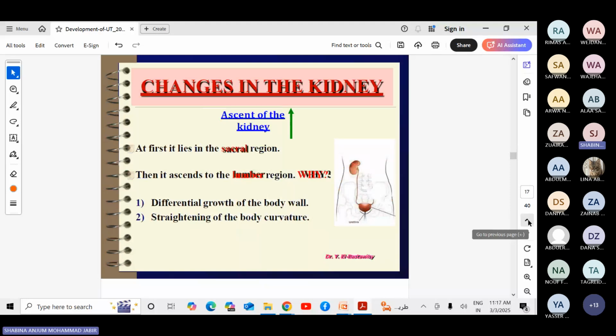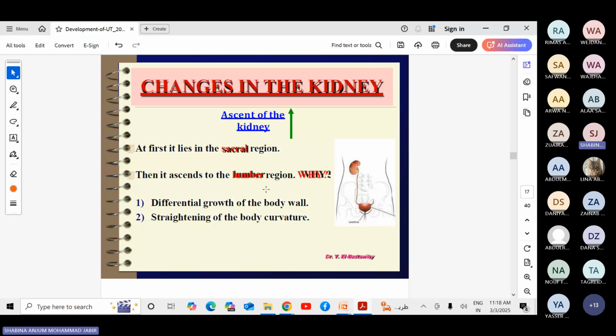Then what will happen to the kidney? Very important is that now we know this metanephros is developing into which region? Into the sacral region. So our kidney is present in which region? Is it present in the sacral region? No, it is present in the lumbar region. So we need the kidney to ascend up. It should go into the lumbar region.